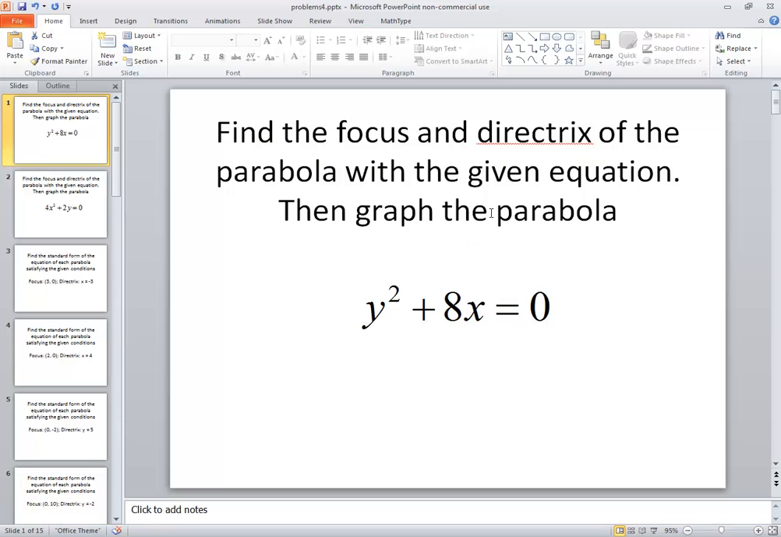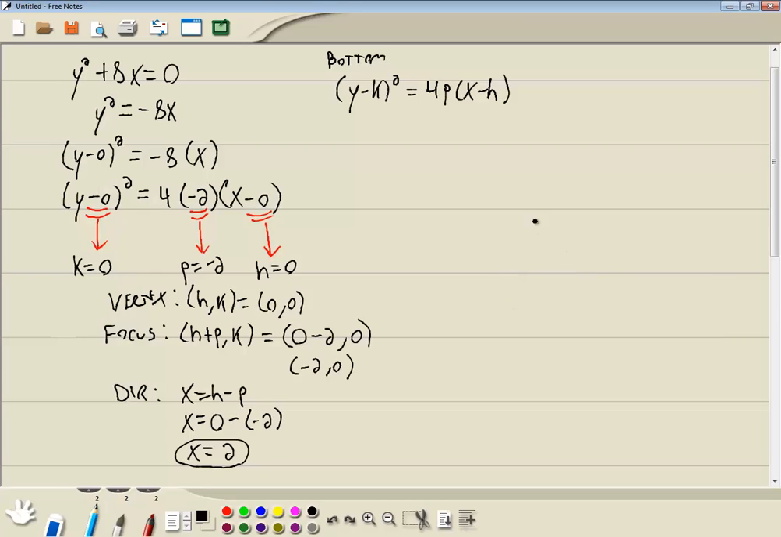And do we want to graph this? Yeah, graph it. Okay. So our vertex is (0, 0), right here. Our focus is (negative 2, 0), so that would be right there. And our directrix is x equals 2, so that'd be our directrix. Now I'll drop a point. And again, the distance from my point to the focus should be the same as the distance from my point to the directrix. If it isn't, then I keep moving my point out until they are the same.